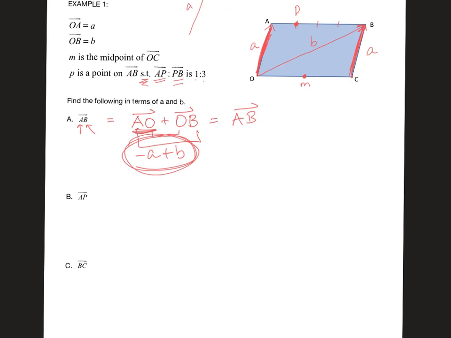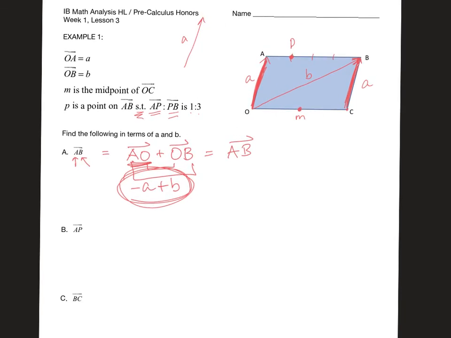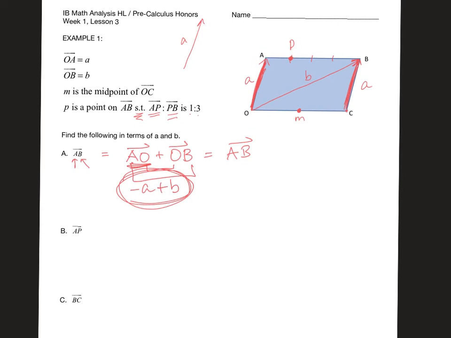All right, so the next one's asking me for AP. AP, hold on, I think I put it up too high, now you can't see where P is. Okay, so here's P. Now I know that from A to B in this direction is negative A plus B, right? We just figured that out. So AP, isn't that just 1/4 of that vector? It's 1/4, right? Because we divided the whole vector into 4 parts in order to label point P. It's 1/4 of the entire vector. So I can leave it just like that.